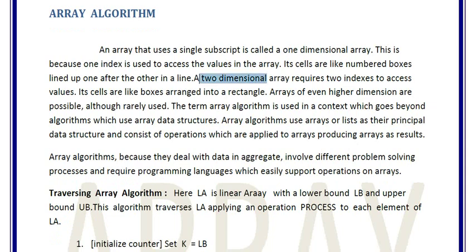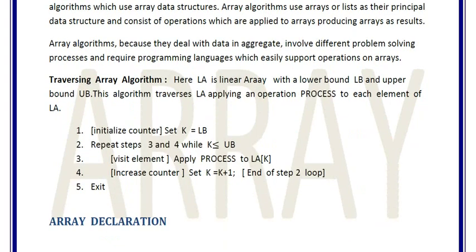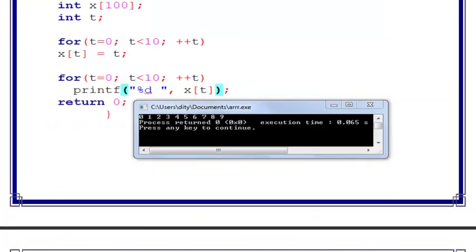But a two-dimensional array uses two index numbers to access the array. That means in this x section, after t it will have another index section. If it has, then it is called a two-dimensional array.